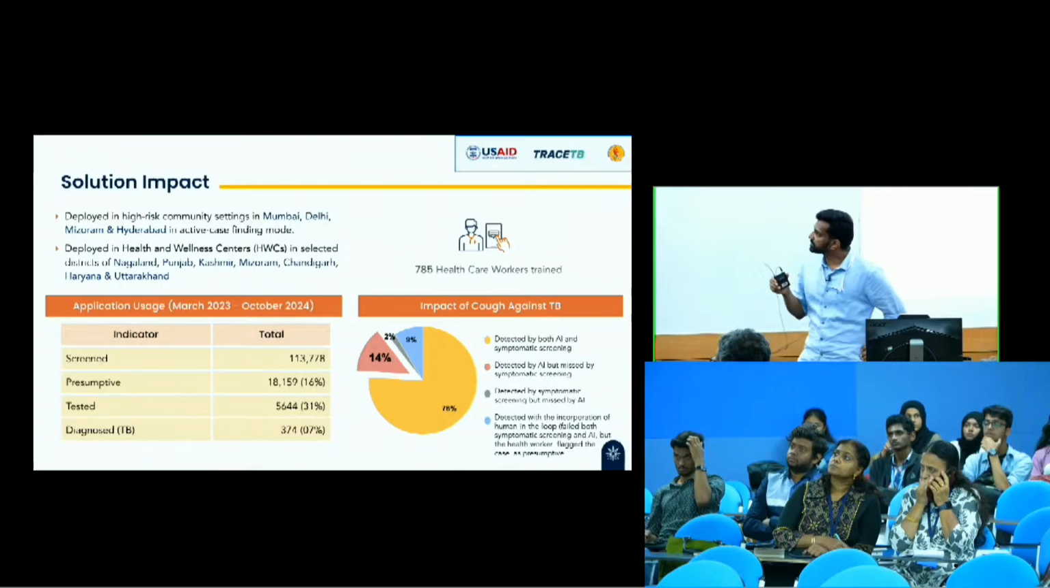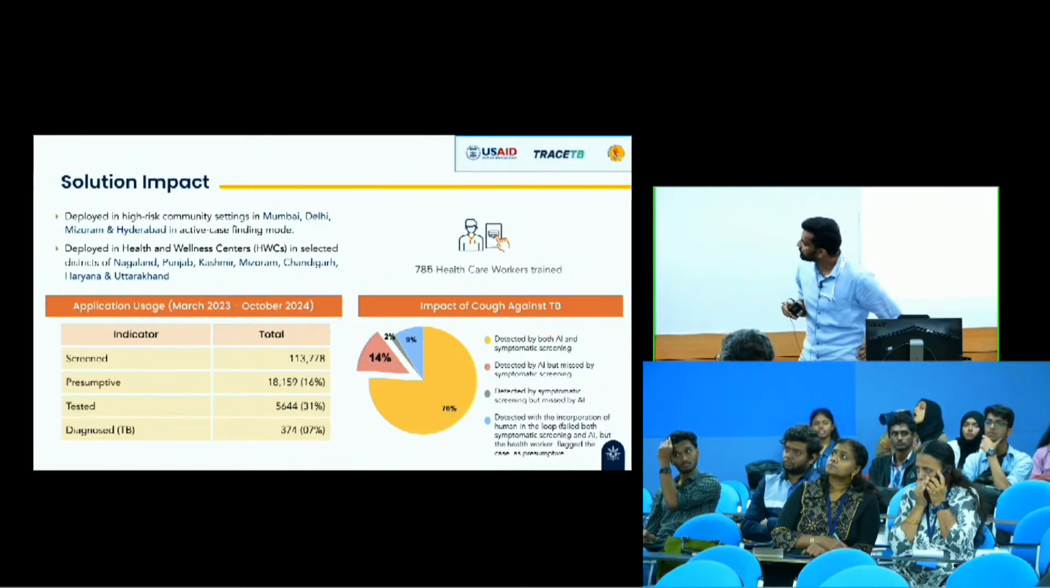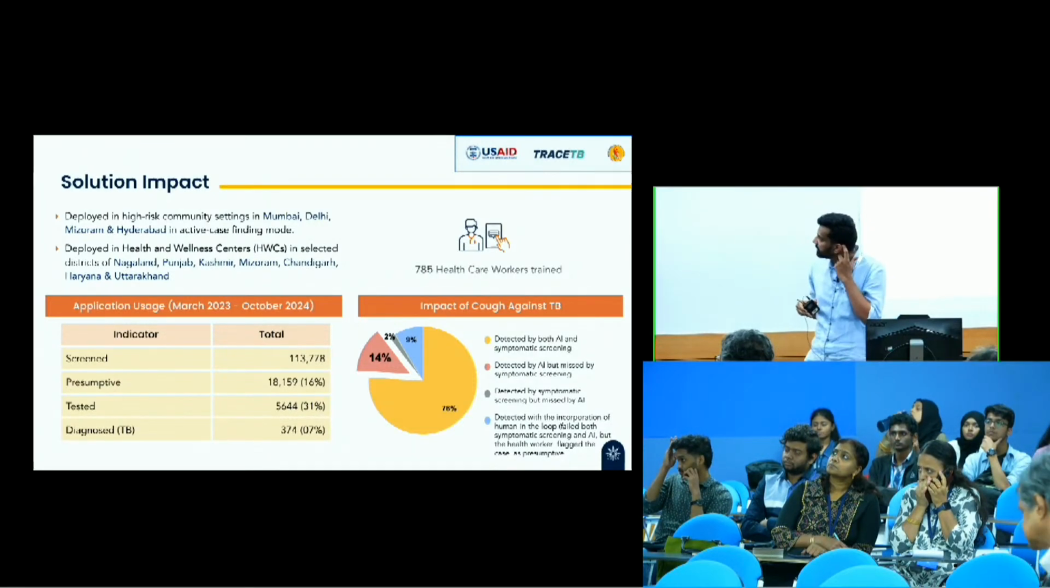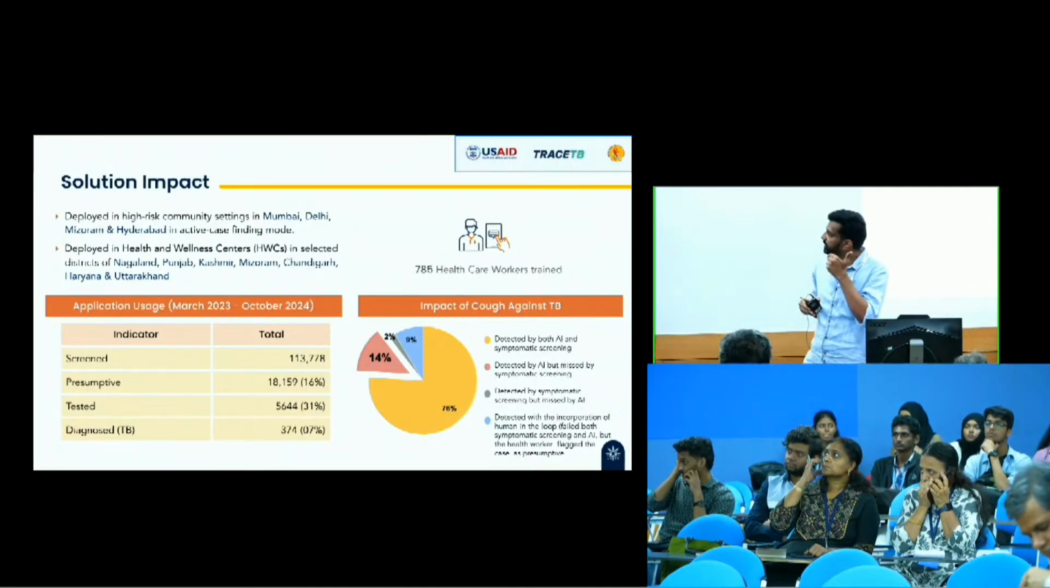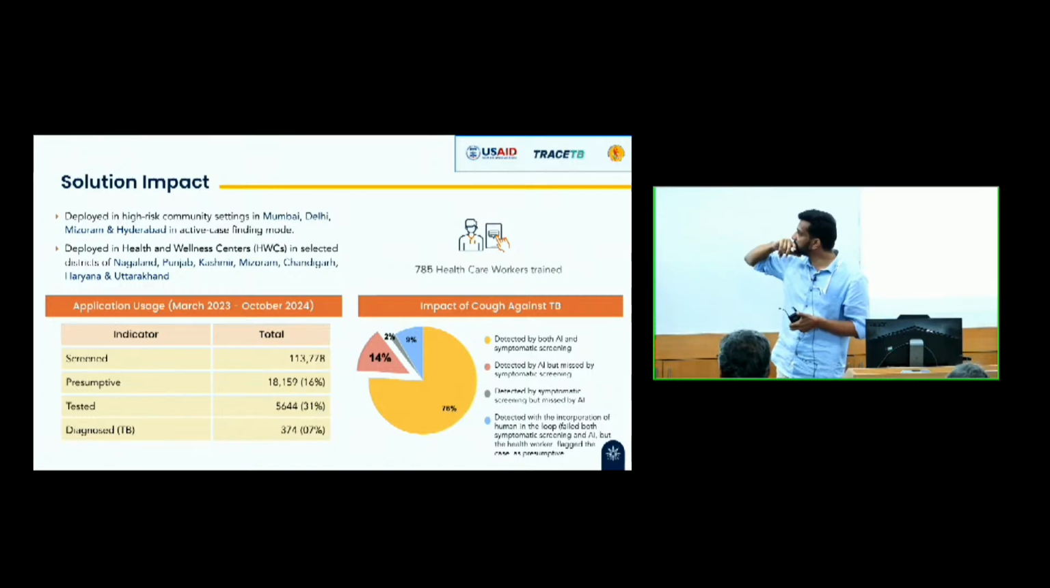So this shows the deployment numbers. As you can see, the yellow slice in the pie chart is the cases where both the AI and the symptomatic screening agreed. Symptomatic screening is a set of rules based on symptoms to decide if the person might have TB. There was an agreement in 76% of the cases, and the pink one was detected by AI but missed by the symptomatic screening.